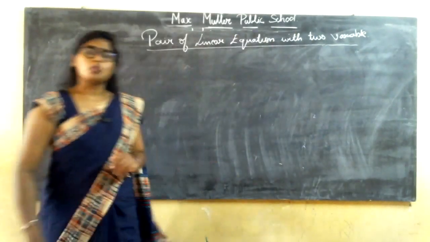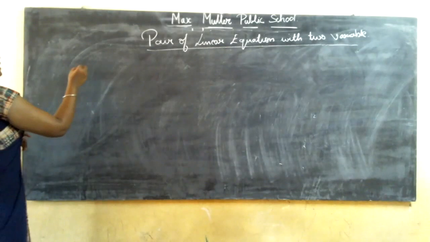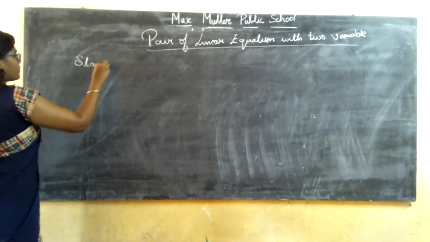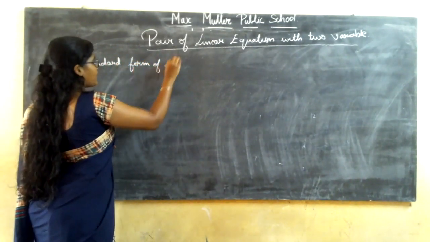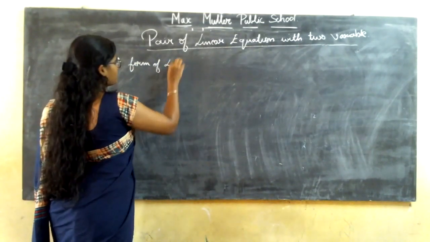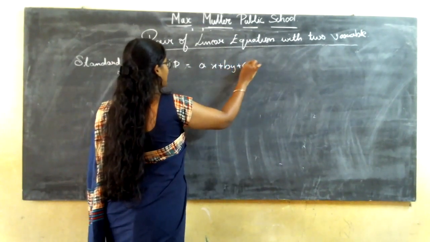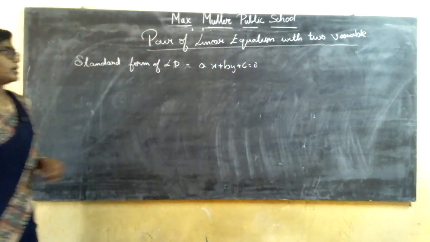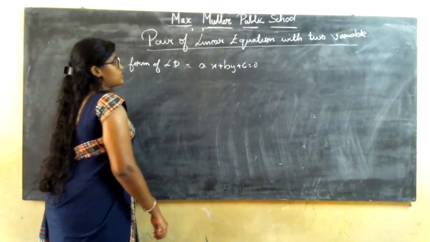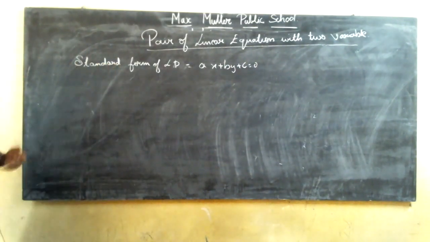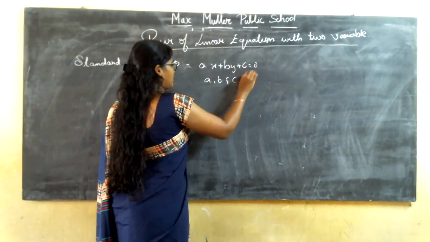Let us revise what we had learned yesterday and then go further. In yesterday's class, we learned about the standard form of a linear pair of equations, which is given as ax plus by plus c equal to 0, or you can also write it as ax plus by is equal to minus c. Here, what is the condition? That a, b and c should be real numbers.